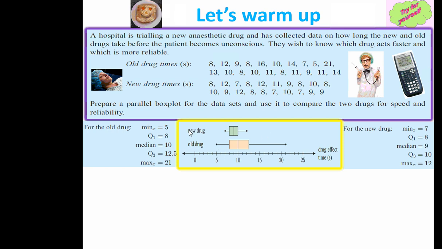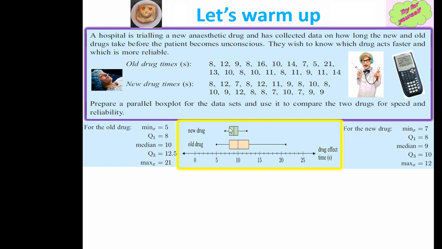The minimum is 5 for the old drug, 7 for the new drug. The maximum is 12 for the new drug and 21 for the old drug. And then the median is 9 for one and 10 for the other. And here's the lower quartile, Q1, and here's the upper quartile, Q3. Remember to calculate the interquartile range, you do Q3 minus Q1.